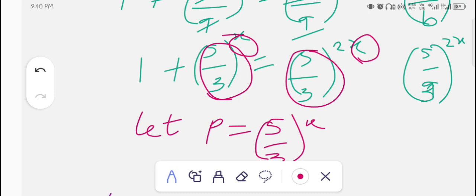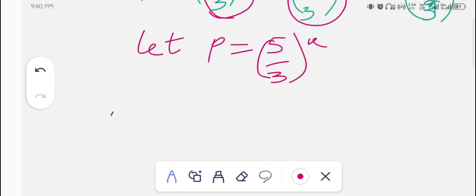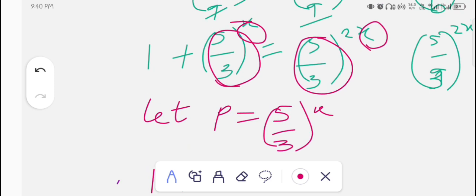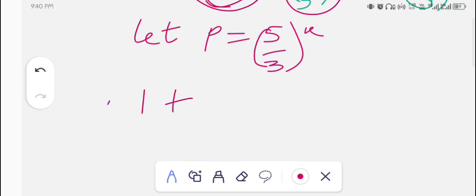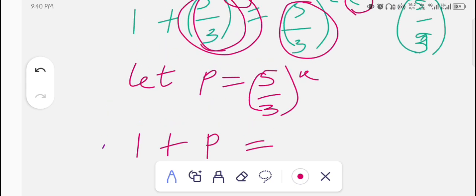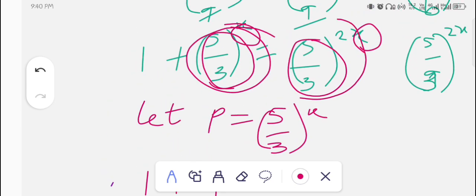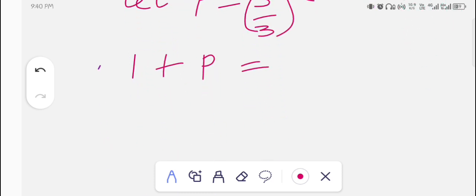So let's do that already, friends. We shall have 1 plus 5 upon 3 power x, and we have p, to be equal to 5 upon 3 power x, then squared. So we have this as p squared. So what does this look like here? It looks quadratic, right?